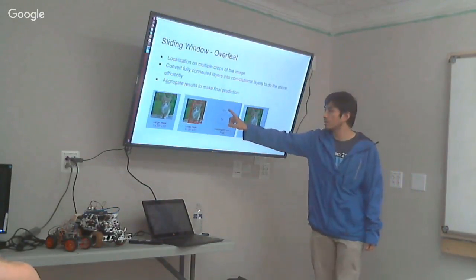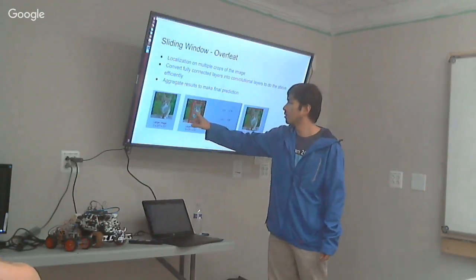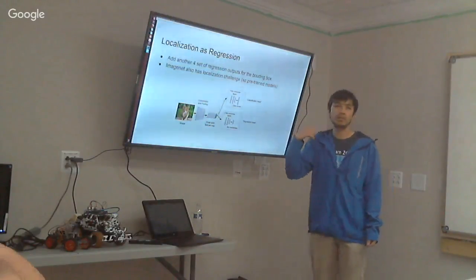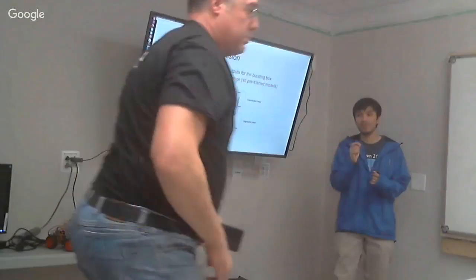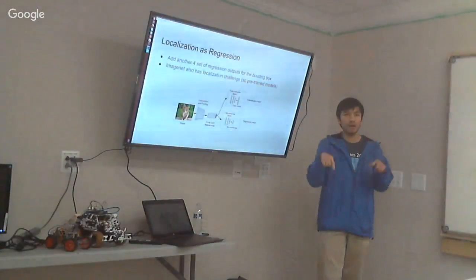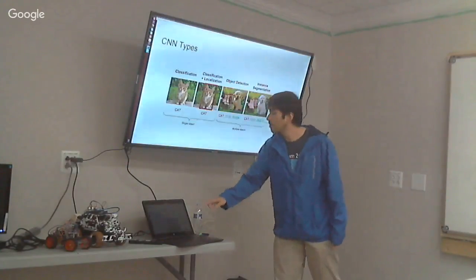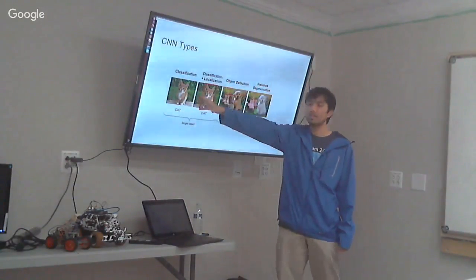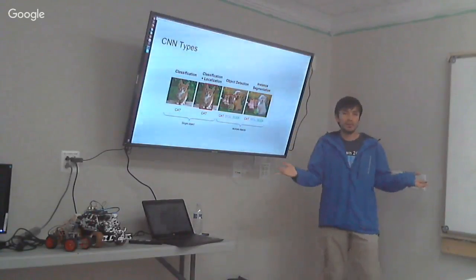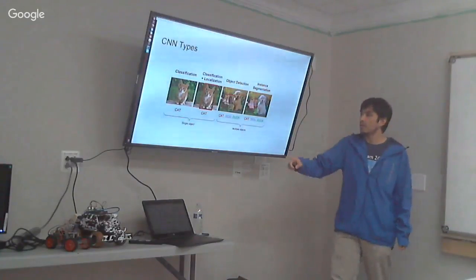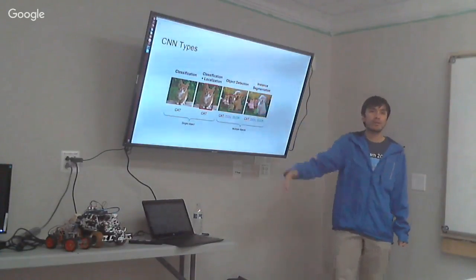Localization just means it gives you a box where it is, so you have to be careful of that. Classification means is this a cat or not a cat, or as many classes of labels as you want. Localization means here's where the cat is.